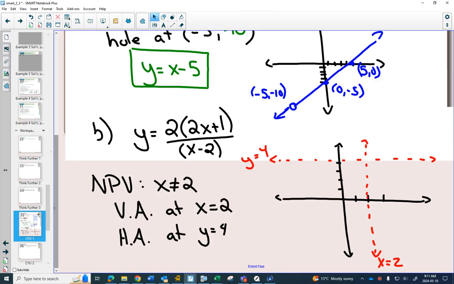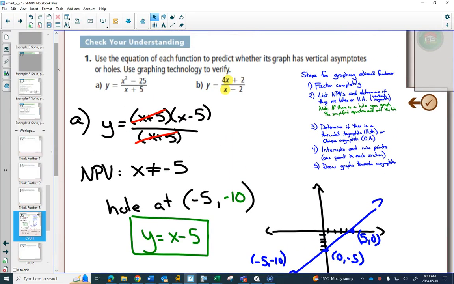That's step 3. So you get the 4 from, if you have group 2 where you have the same degree on the top and the bottom, you just have to look at the coefficients of that highest degree, which is 4x over 1x, and see what fraction that simplifies to. 4 over 1 just becomes 4. So that's how we get our horizontal asymptote.